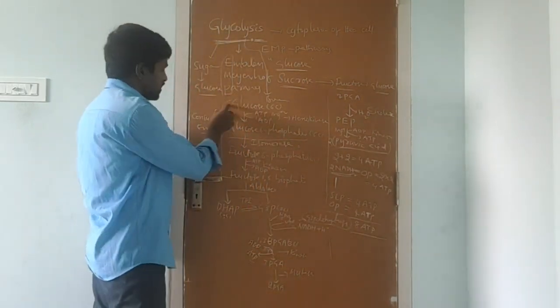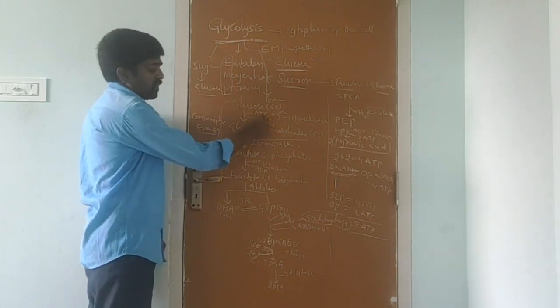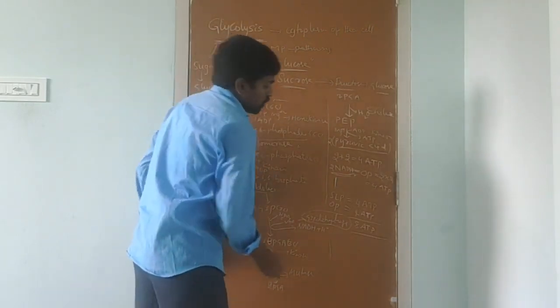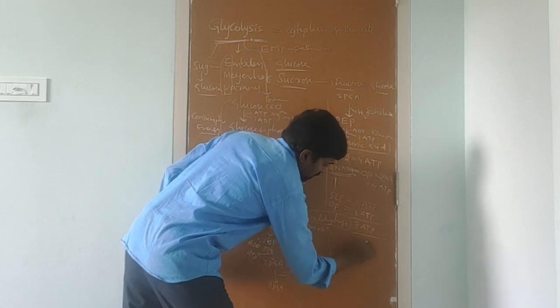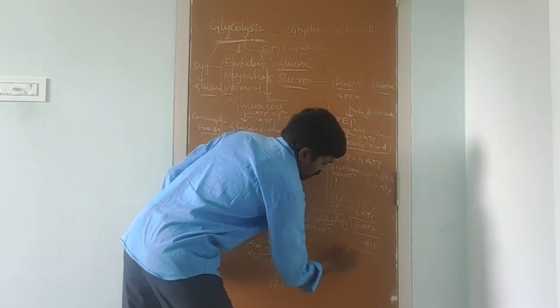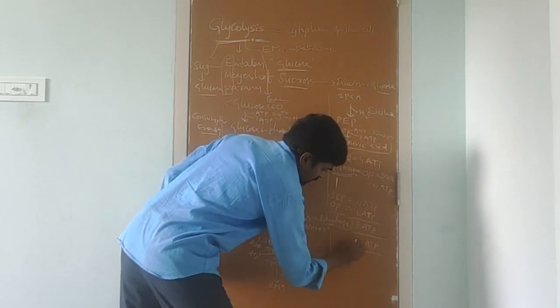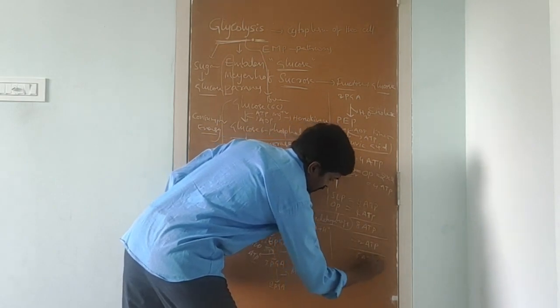But in the energy consuming region we observed consumption of 2 ATPs. So here we can expect minus 2 ATPs, which gives how many ATPs? A total of 6 ATPs is the net gain.